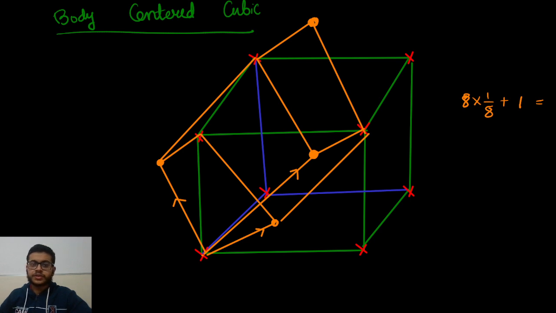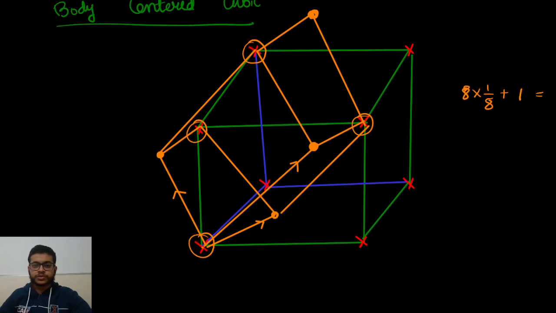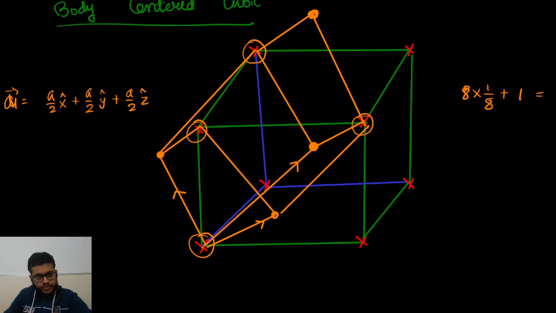Out of them, we can see that 4 points are the original points at the corner, and 4 points are orange points in the center. So there are 8 points, and 8 times 1 by 8 means one lattice point per unit cell. So the lattice vectors in this case will be A1 = a by 2 x cap plus a by 2 y cap plus a by 2 z cap.